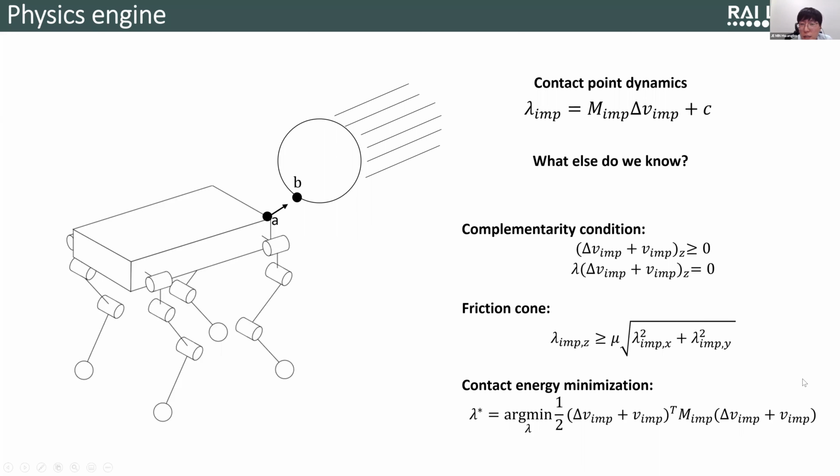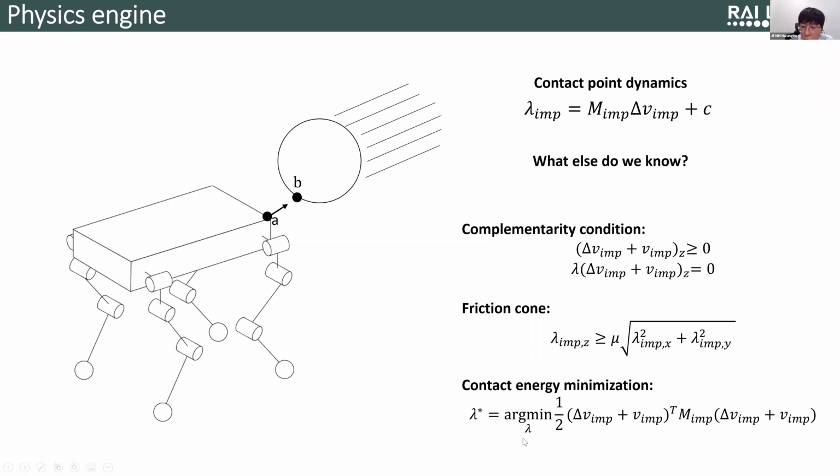So we have 3 equations for this F equals ma equation, and we have 6 unknown variables in the equation, so we need 3 more constraints. The constraints are listed here. We have the complementarity condition, which states that the impulse times the velocity in the z direction should be multiplied together. They should be 0. We have Coulomb's friction constraint, and we have a contact energy minimization criterion, right?